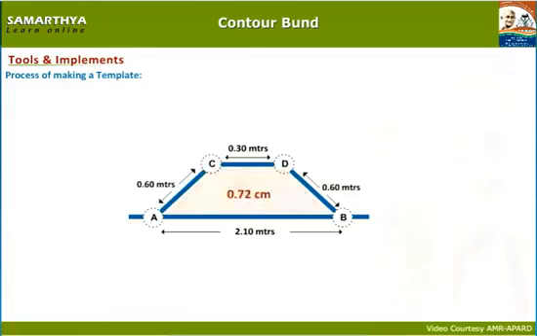Now, make a template with an area of 0.72 square meters. This means mark on the top of the ground a top width of 0.30 meters, side walls of 0.60 meters, and the distance between 2 peaks will be 2.10 meters.